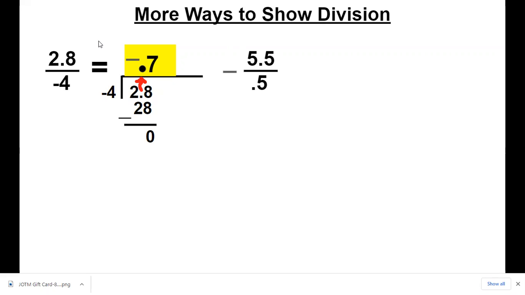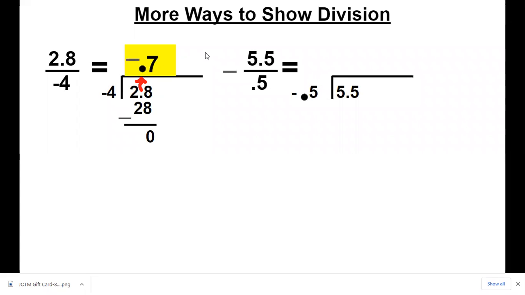Negative 5.5 divided by, I think that's -5. No, 0.5. That's not a negative sign. So it's negative 5.5 divided by 0.5. So we're going to put the top number on the inside. So 5.5 goes on the inside, and 0.5 goes on the outside. Now notice that one of them is negative, right? So that means our answer is going to be negative.